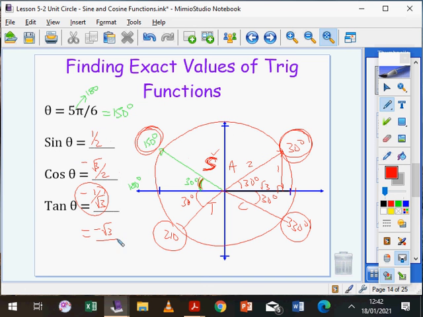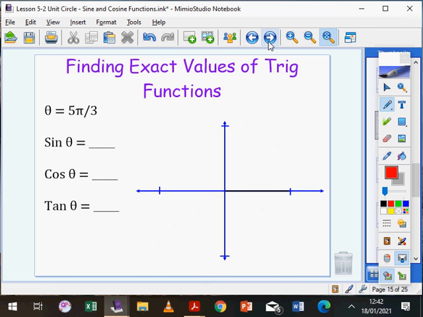5 pi out of 3. Remember, pi is 180. 180 divided by 3 is 60. 60 times 5 is 300 degrees. So 300 degrees is over here. The reference angle is 60 degrees, because if this is 300 and this is 360, the difference is 60 degrees. So it has the same ratios as 60 degrees.